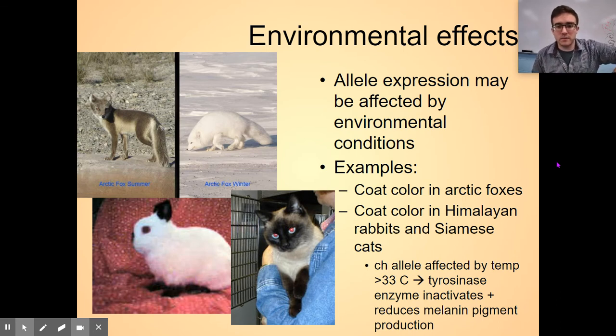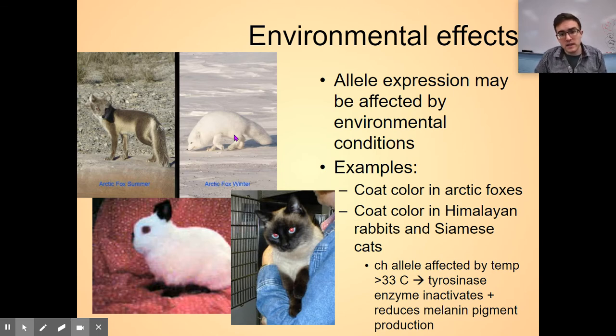So the first way is through environmental effects. The environment plays a huge role in how certain alleles are expressed. In Arctic foxes, the coat color changes depending on the season. In the summertime, the foxes have a brown coat, and in the wintertime, they turn white. Same thing here in Michigan with our rabbits. In the summertime, the bunnies have brown fur, and in the wintertime, they turn white. And again, that's a survival adaptation that evolved over time.